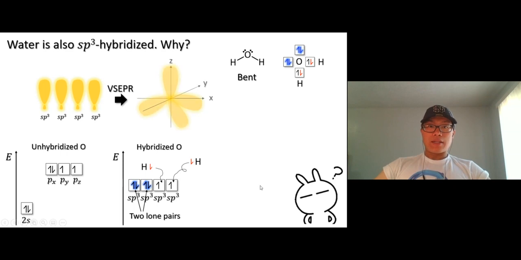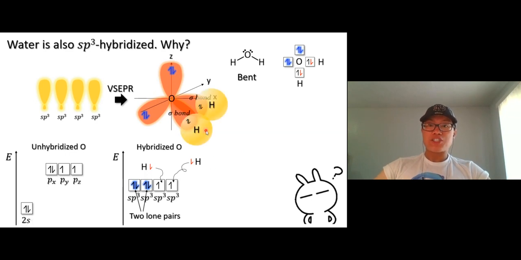All right. So basically, use valence shell electron pair repulsion. The best geometry is tetrahedral, right? And 2 half-filled, 2 filled orbitals. So each hydrogen will overlap with the half-filled orbitals, and these 2 are the lone pairs.